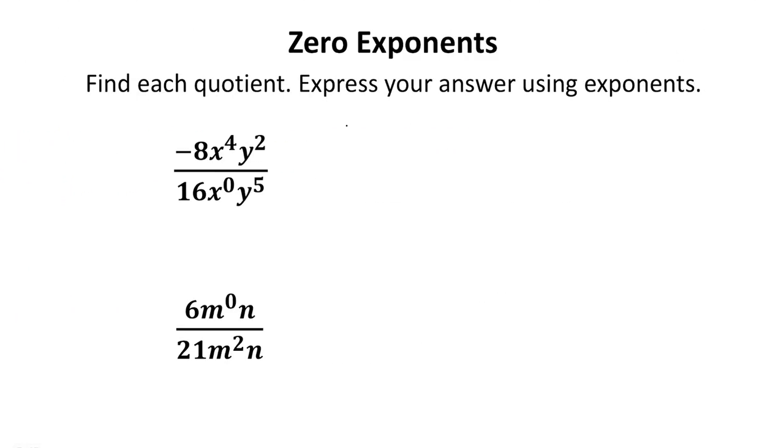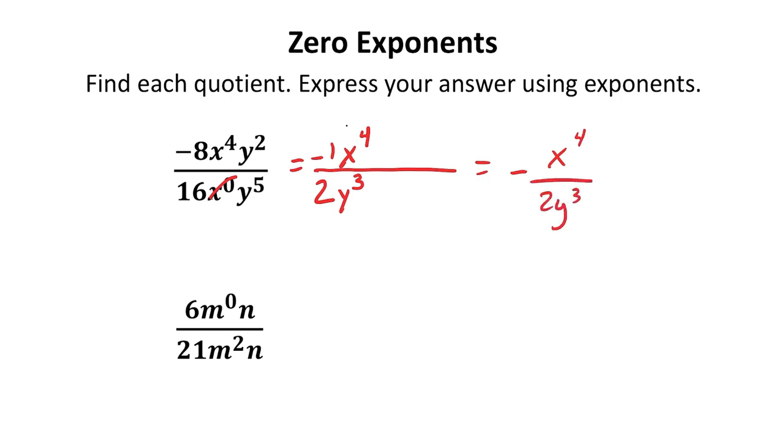All right, let's look at a more difficult one. When you're dividing, you have to know how to do this. This becomes negative 1 over 2 because negative 8 over 16, you just simplify the coefficients like normal. Then this right here cancels. That's a 1, so it just becomes part of that 16 that's simplified. So we have an x to the 4 left on top, y to the 3 left on bottom because you subtract when you're dividing. So this just becomes negative x to the 4 over 2y cubed.